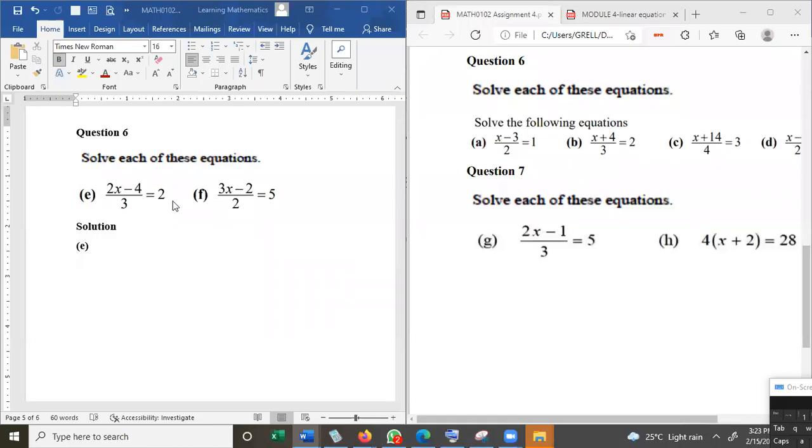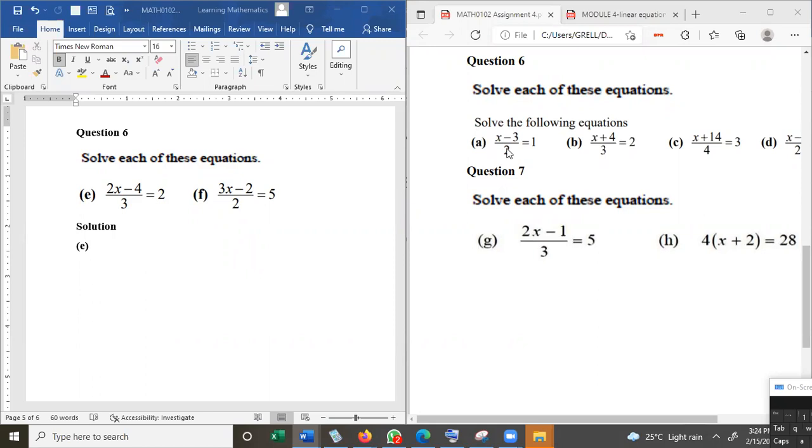This question says to solve each of these equations. When you look at the equation, you are seeing that there is a denominator. Do not let this denominator intimidate you. Here is the assignment question. Copy it down carefully.